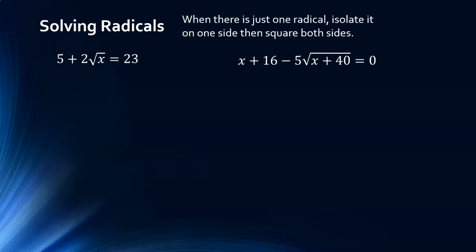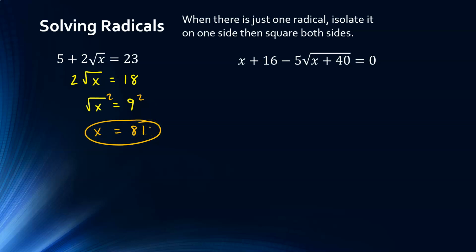And so for the first one, I want to get the square root all by itself. I want to get the radical all by itself. So I'm going to subtract 5 from both sides. We would have 2 times the square root of x. 23 minus 5 would be 18. So we would have 2 square root of x equaling 18. Divide both sides by 2, and I get the square root of x equals 9. Now this one's relatively simple because all I got to do now is square both sides. And when we square both sides, we get x equals 9 squared, x equals 81.